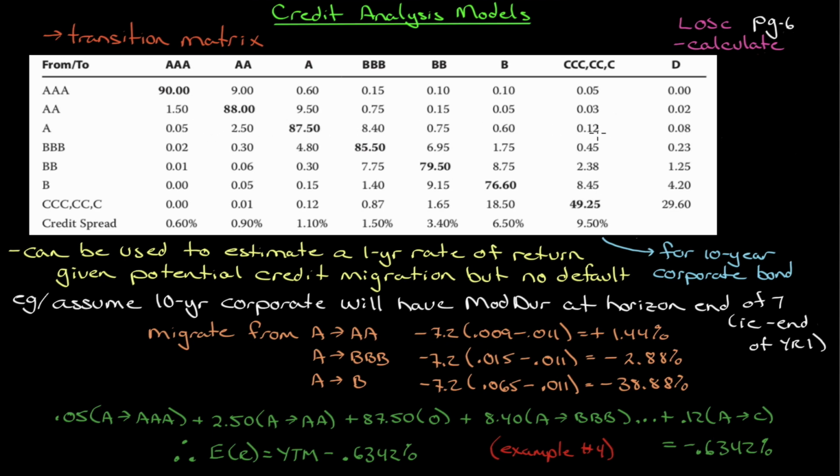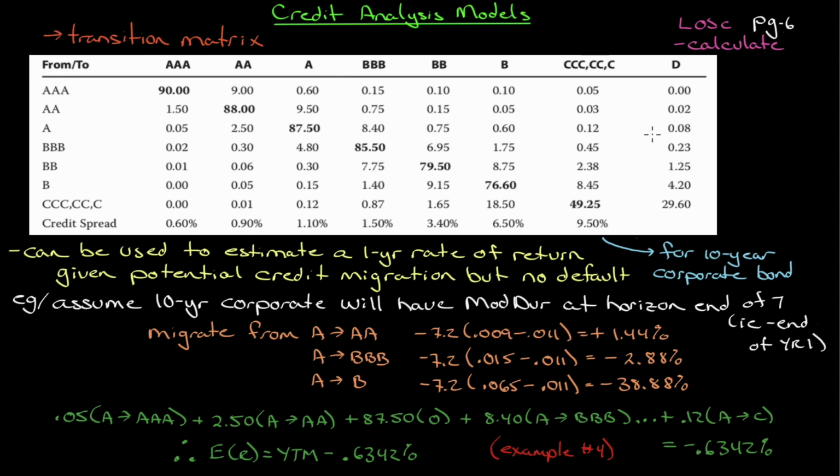Now let's read these rows. These are all probabilities. This first one is 0.05%. So it's not 5% as in 0.05, but 0.05%, almost non-existent. That's an upgrade from A to AAA. Upgrading from A to AA, 2.5% probability. Look at this, 87.5% probability that nothing's going to happen, that an A bond will stay an A bond at the end of the year. And these are all probabilities across here.